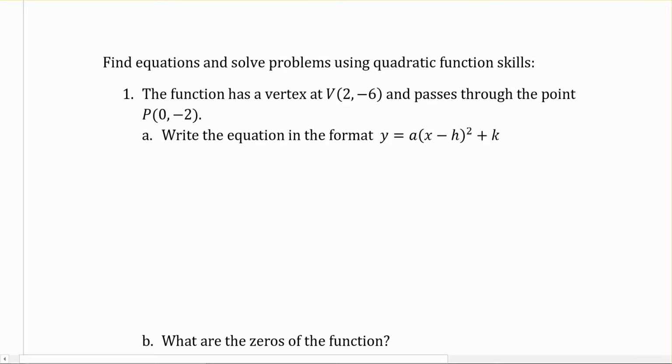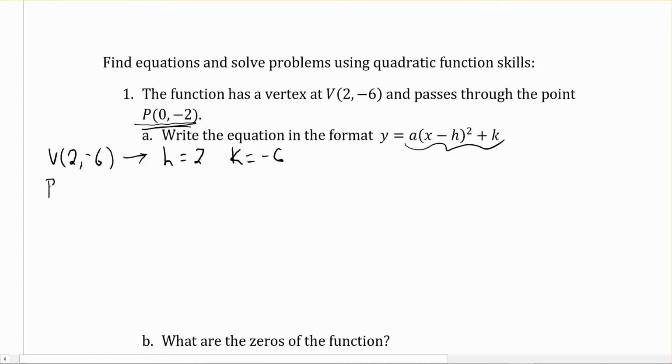If we have the vertex, V = (2, -6), that means that if we're looking at this equation, h is going to be equal to 2, and k is going to be equal to -6. So we know that bit of information when I go to put these numbers into our equation. The other thing we know here is that there's a point (0, -2). For the time being, we're going to put those points into this equation as well.